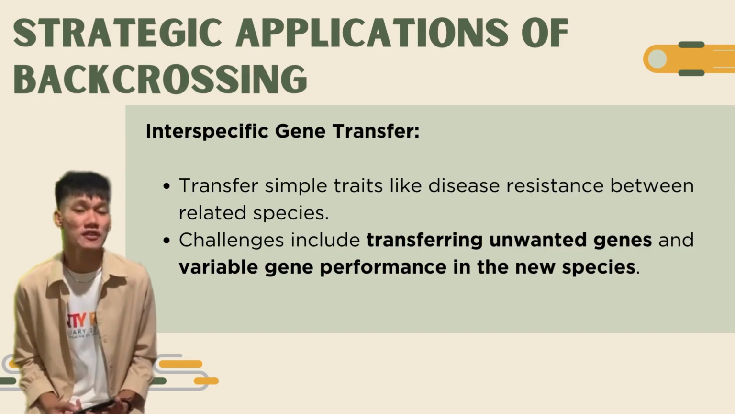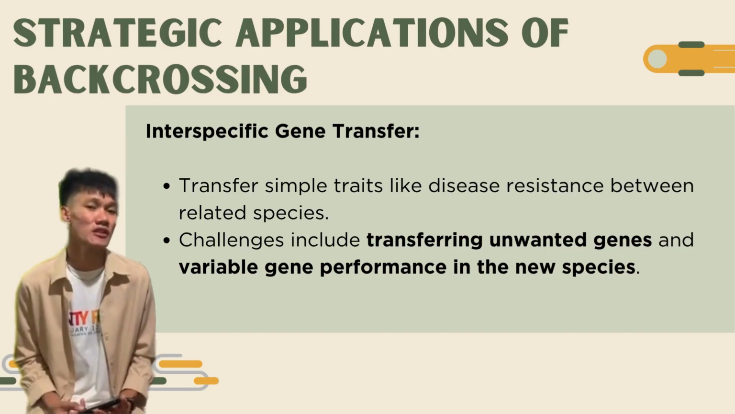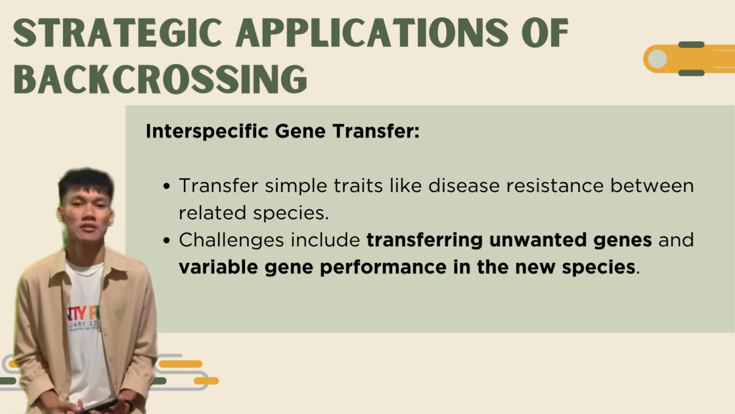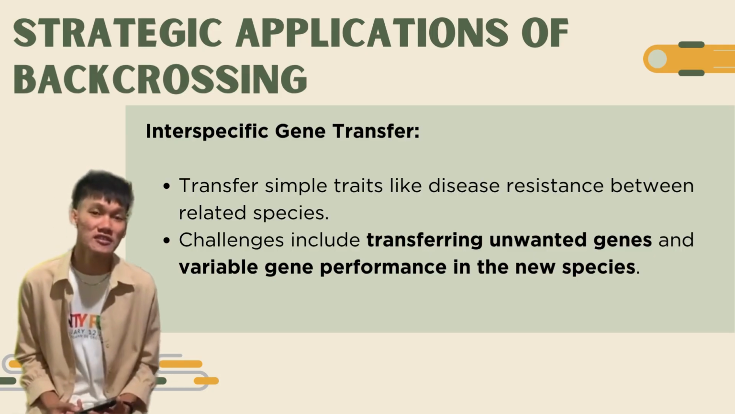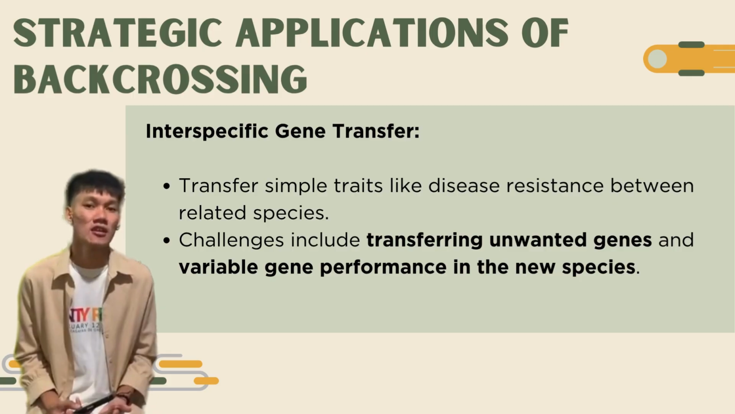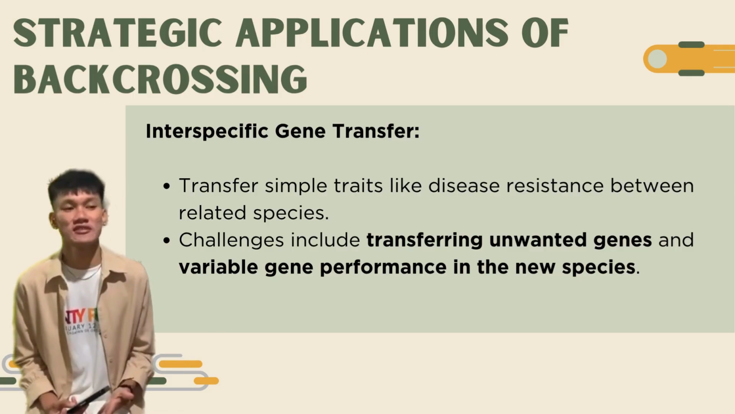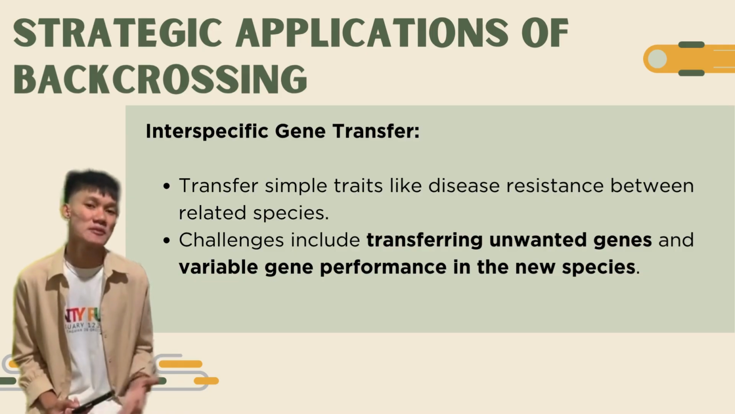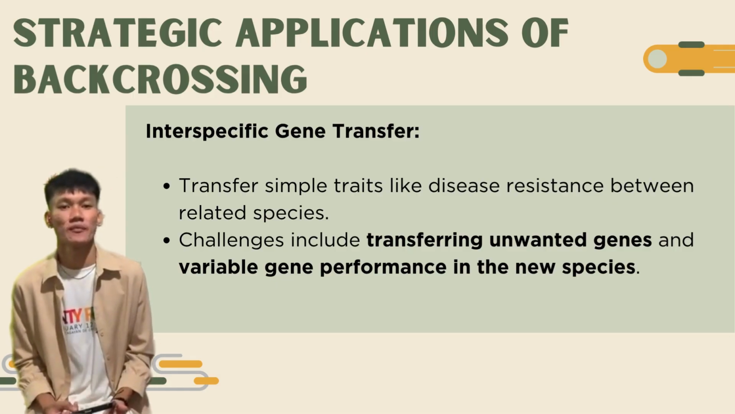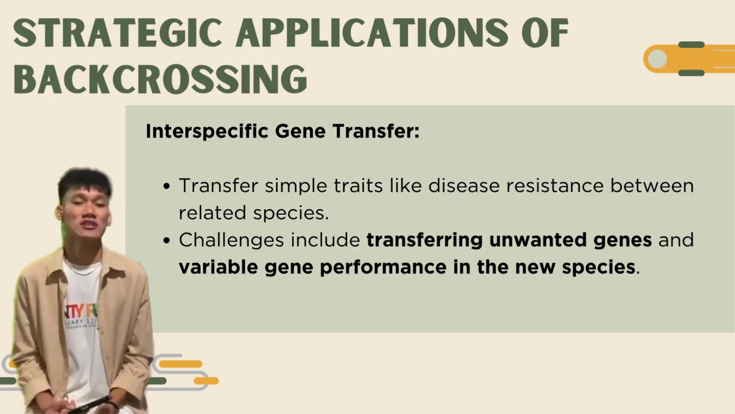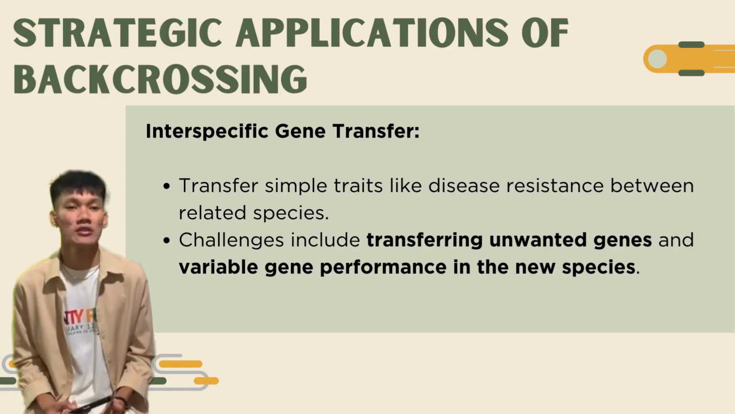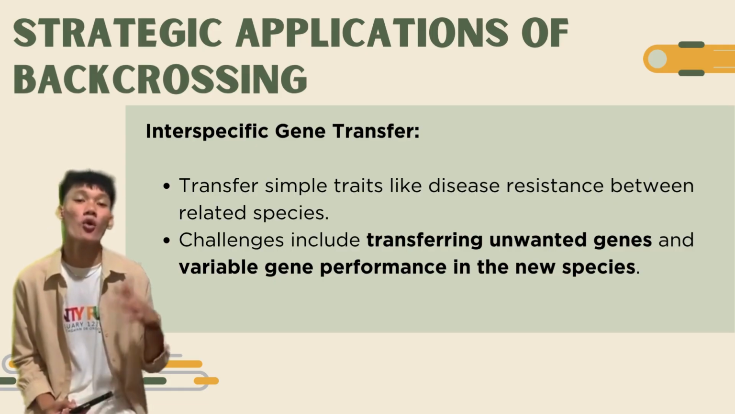So the transfer of simple traits like disease resistance between related species. Imagine you want to improve a crop by giving it resistance to a disease. Sometimes the resistance gene is not found in the crop species but is present in closely related species. Through interspecific gene transfer, the breeders cross their crop with related species to bring that gene over.